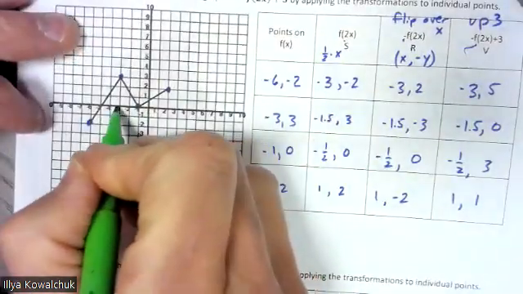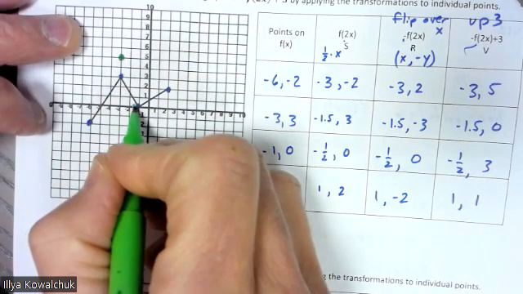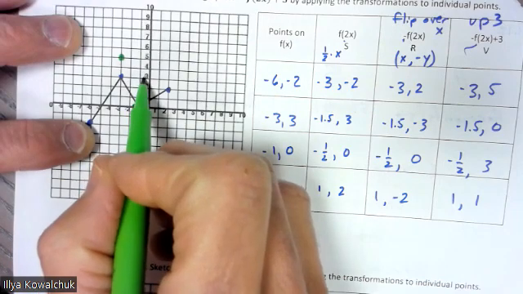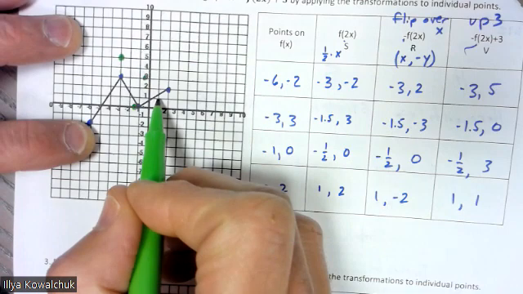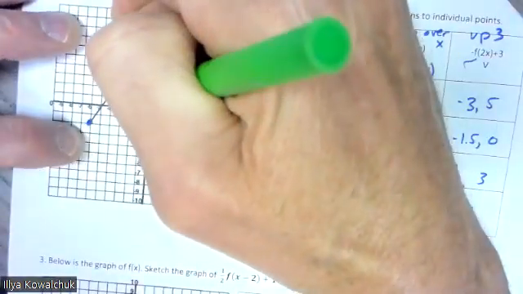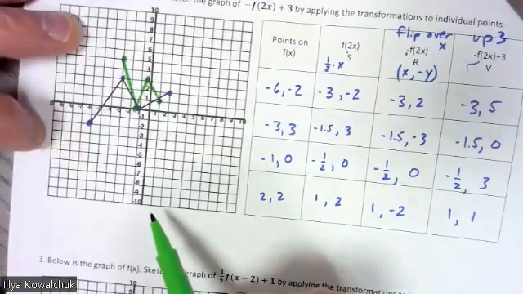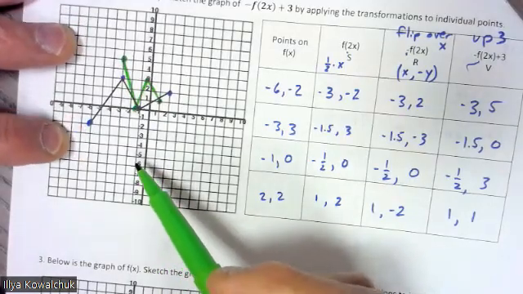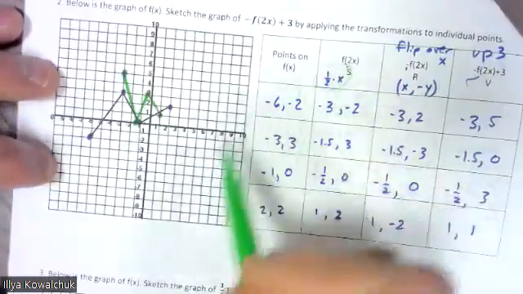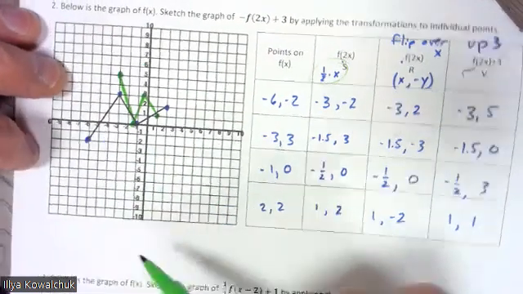All right, so -3, up 5, -1.5, 0, -1/2, up 3, and 1, comma 1. So we flipped it over the x-axis, and we squished it by a factor of 1/2. Here we did that 1/2, and we shifted it up 3 units. So that's what happened with our green function from our blue function.